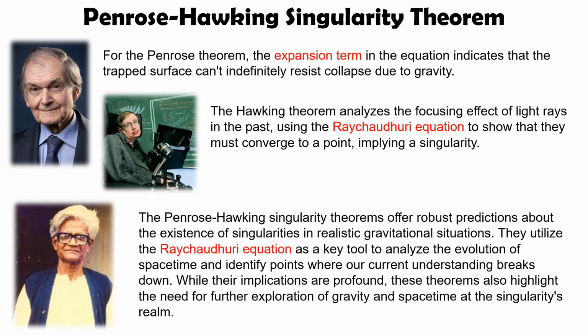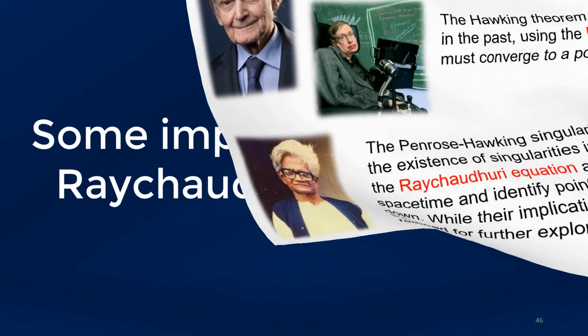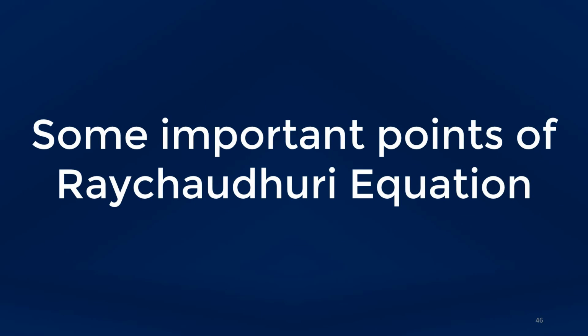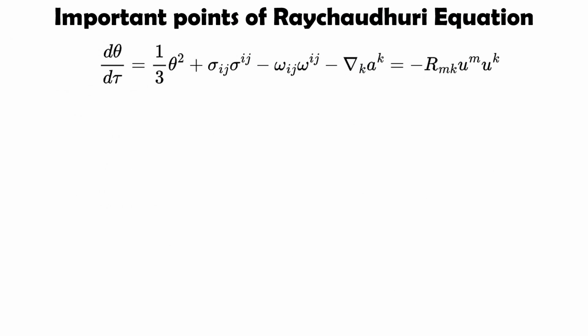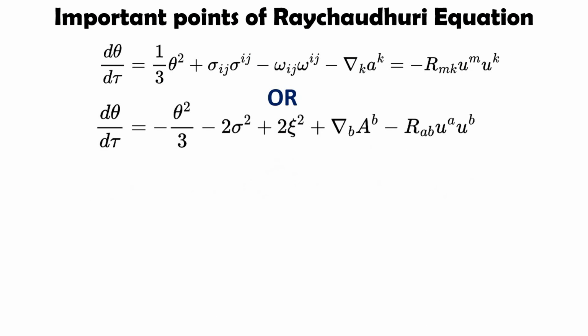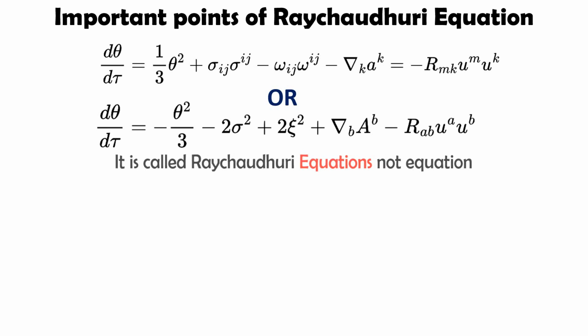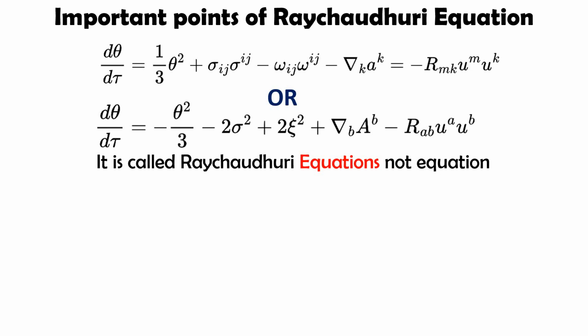So that's it. And now a few important points which I have missed in this video. I won't say missed, but it carries a lot of scope. If I take the Raychaudhuri equation, the first and the second, then first, it is called Raychaudhuri equations, not an equation. Why is it not called an equation? That means there are many equations. Yes, there are, and I'm going to show you in the next part of the video. The shear has a set of equations and the rotation also has a set of equations.